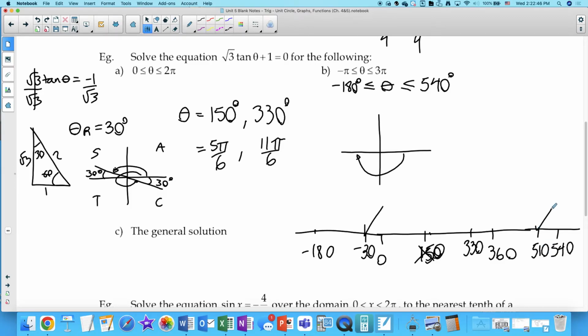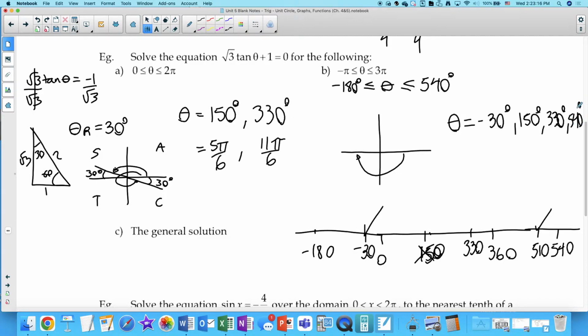But if I start at 330 and add 360, I'm going to be over 540. Okay, so these are the other two that I have to add to my solution, negative 30 degrees and 510 degrees. But then, of course, I'm looking in radians. Okay, so my full solution would be negative 30. Think about it this way: negative 30 degrees, 150 degrees, 330 degrees, and 540 degrees.